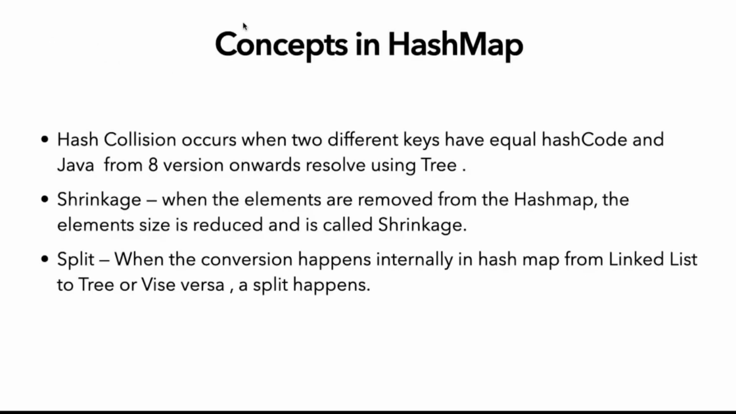Okay, so let's revise again. We have understood that hash collision occurs when two different keys have equal hash codes, and from Java 8 onwards this can be resolved using a tree. When elements are removed from the hash map, the element size is reduced, and this is called shrinkage. When the conversion happens internally in the hash map from linked list to tree or vice versa, a split will happen.